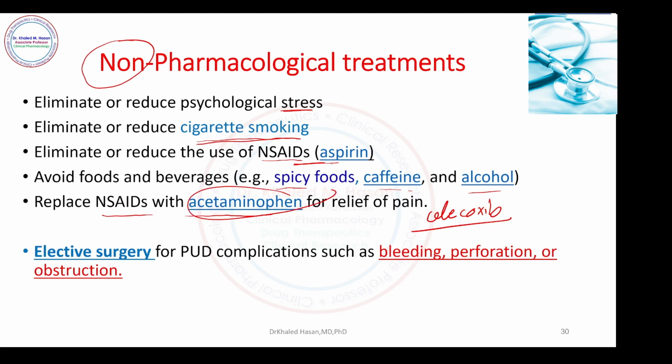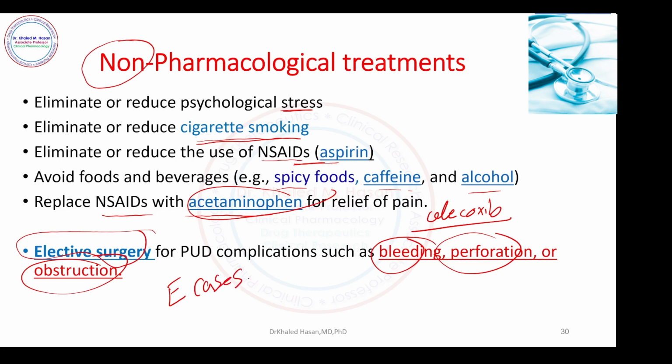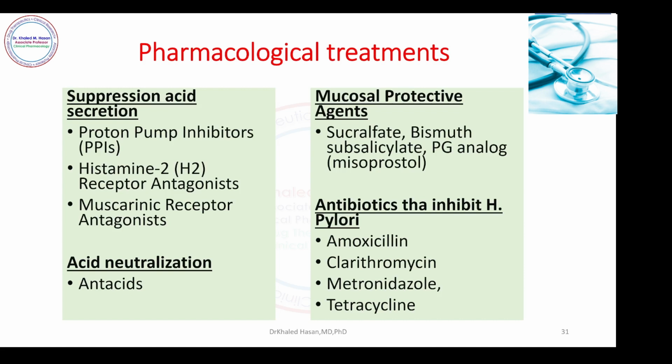Some patients suffer from complications of peptic ulcer disease such as bleeding, obstruction, or perforation. In these emergency cases, surgery could be performed. So we need surgery for this case. Okay, so stress, alcohol, caffeine, spicy food, cigarette smoking.